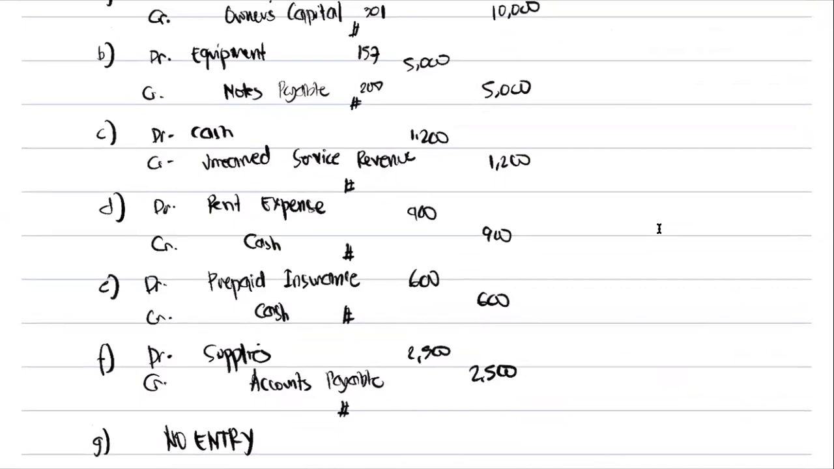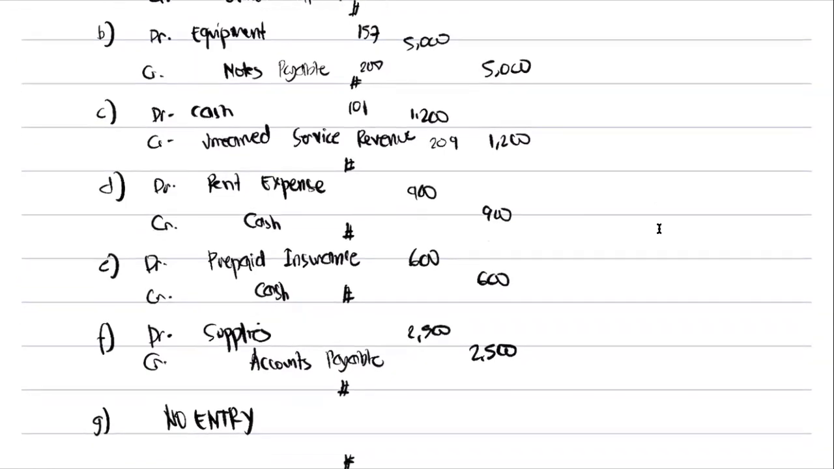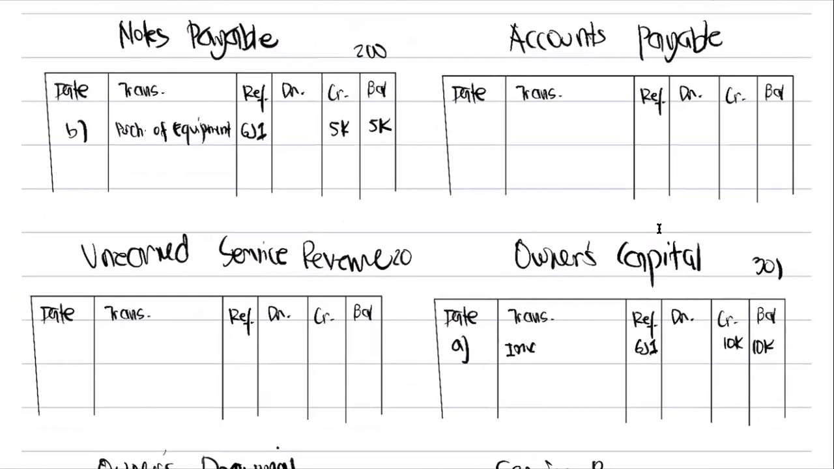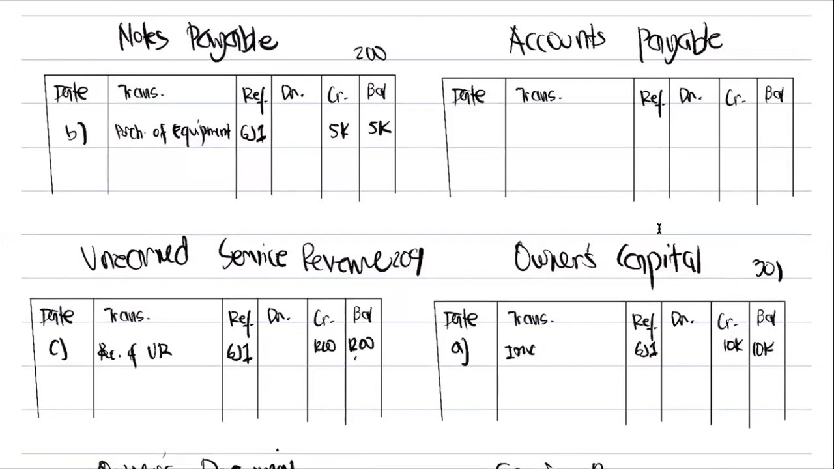So under letter C, we have here a debit to cash and a credit to unearned service revenue. Cash is 101 and unearned service revenue is 209. So we go to 101 and 209. So that is letter C. This is a receipt of unearned revenue. It's still GJ1, 1,200. So our balance now is 11,200. Then we go to your unearned service revenue. That is number 209. So that is transaction C. That is your receipt of unearned revenue. Reference is General Journal number 1. Amount is 1,200. So the balance here is 1,200.